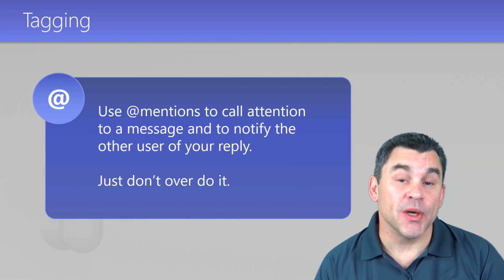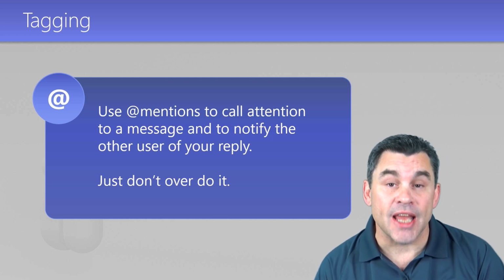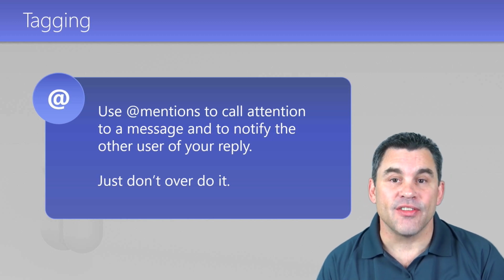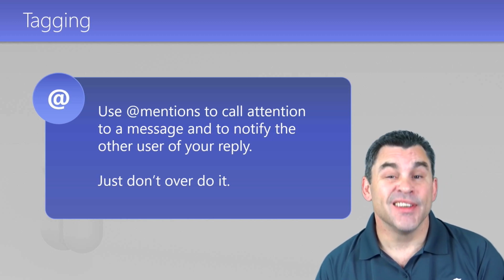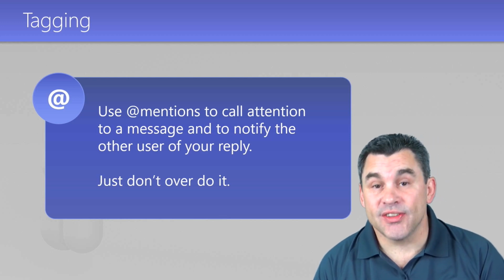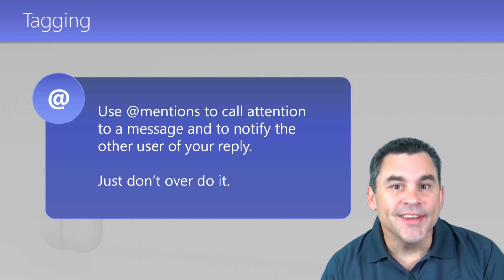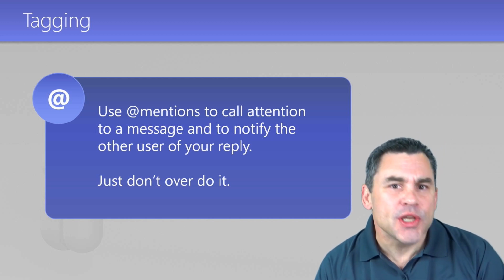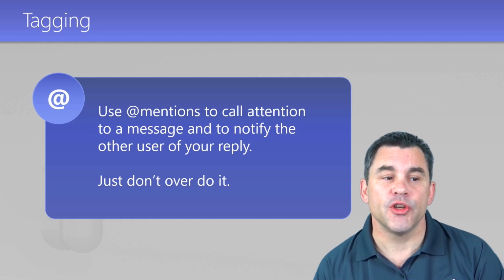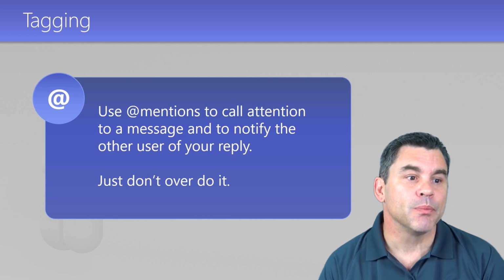Use your app mentions, but use them selectively. App mentions call attention to a message and notify the end user in their chat window that there is a message waiting for them. Here's the big one. Just don't overdo it. Using app mentions all the time, I look at it like the boy who cried wolf. Don't overuse it. Use it for important information. So don't overuse your app mentions or your tagging environment. That is a really, really good tip.